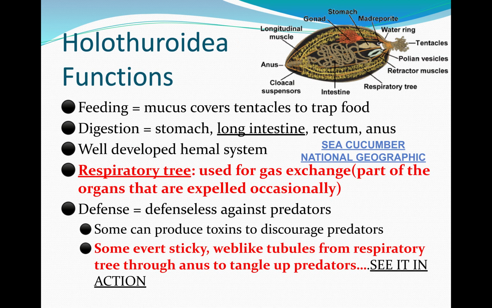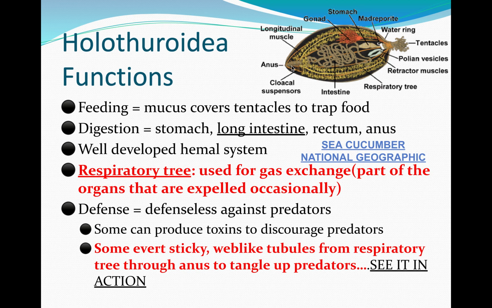The other really weird thing that these animals have is something called a respiratory tree. Respiratory tree, used for gas exchange. But here's what some of them can do with their respiratory tree. If you look up here, it's this big yellow structure. Can you see how it is? Weirdly enough, even though it's used to get oxygen, it is directly connected to its anus.